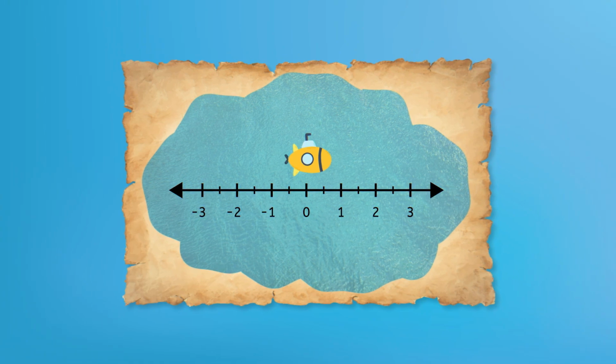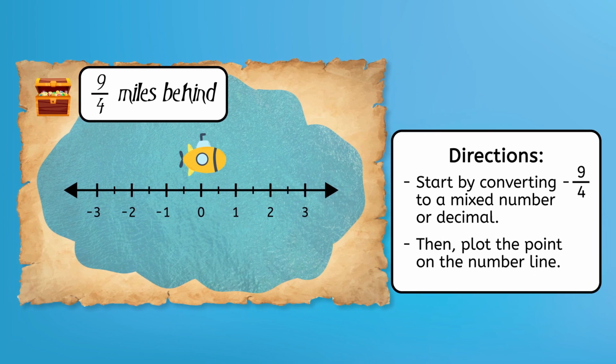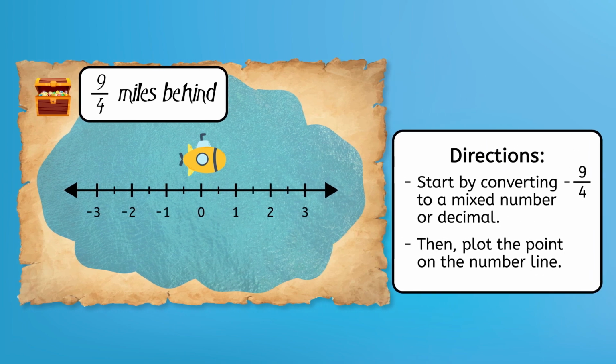Now that we've gotten comfortable with the scales on these new maps, let's practice plotting some values. For example, we have a clue directing us to a treasure chest 9/4 miles behind us. But this number line map is scaled by halves. You got this though. Start by converting the improper fraction to a mixed number or decimal. Pause the video and try plotting that point.